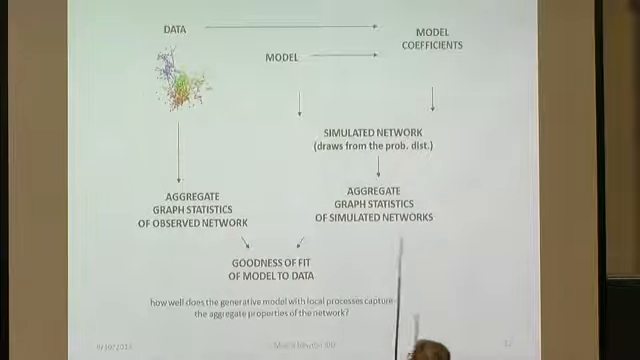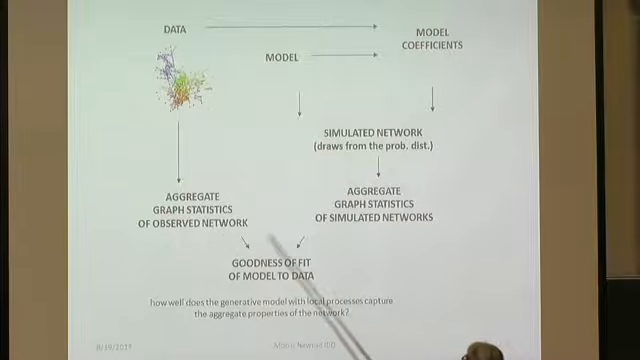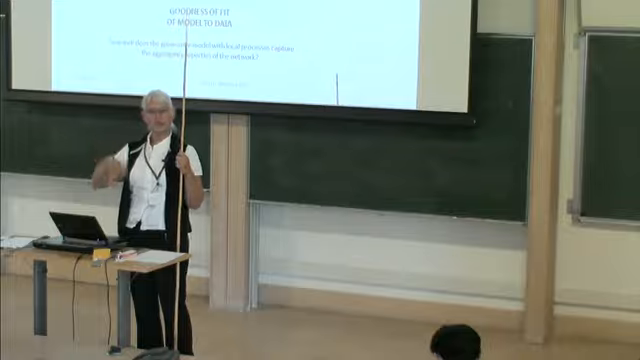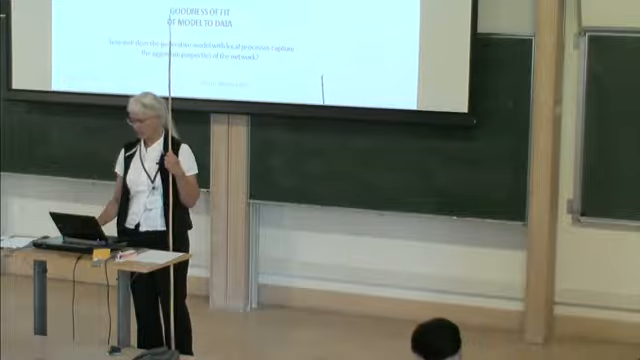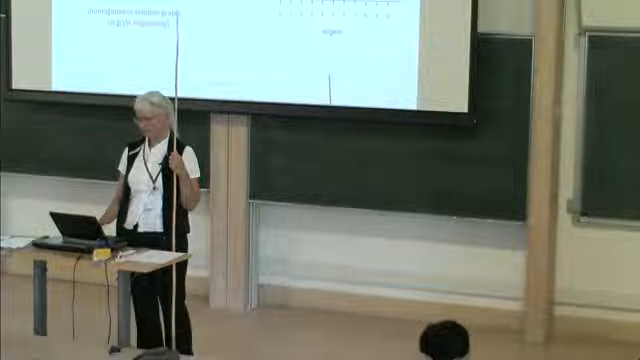We can then compare, from all the simulated networks that we have from our model, what the aggregate graph statistics look like compared to our original network. Not for the statistics that are in the model. We know those are going to fit, right? But for higher order statistics that we haven't put in the model, how well do the local rules that we've put in capture the overall global structure?